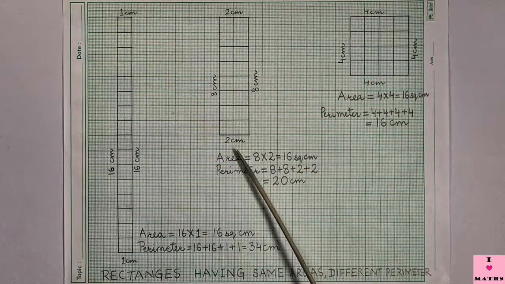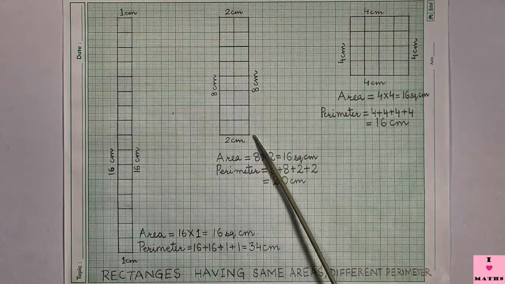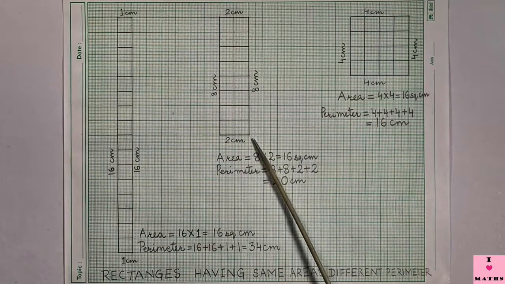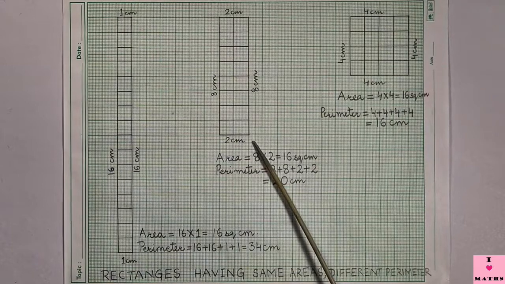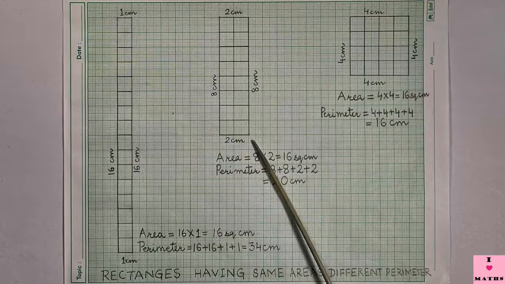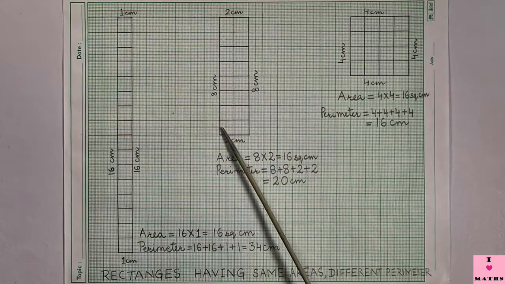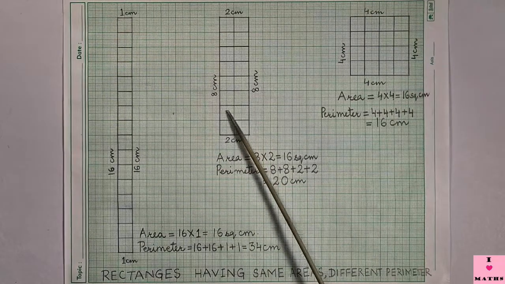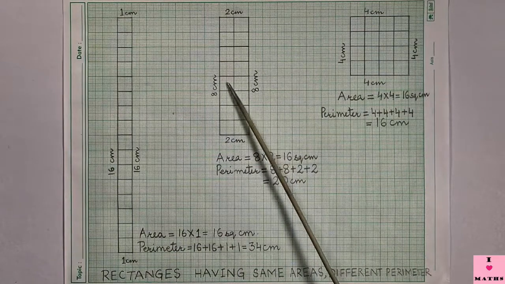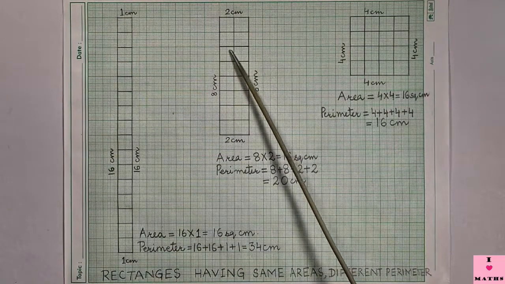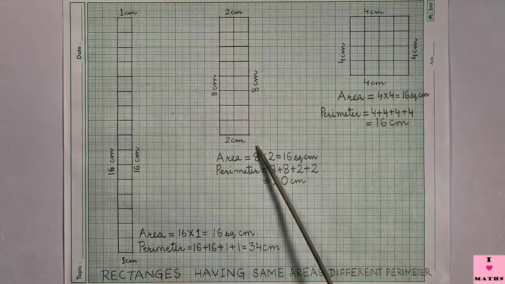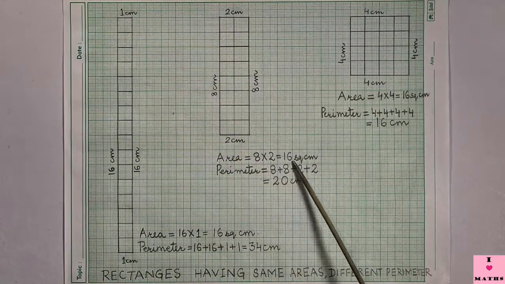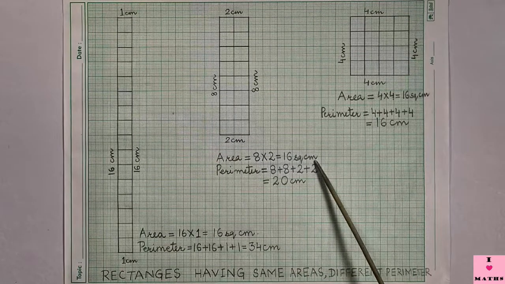Children, I will show you that even this rectangle is made up of 16 squares and the area of each square is 1 square centimeter. So let us count the squares. 1, 2, 3, up to 16. And that is the reason the area of this rectangle is 16 square centimeter.